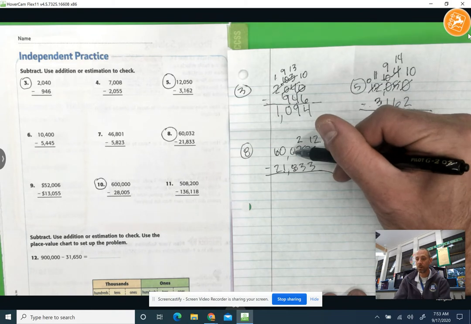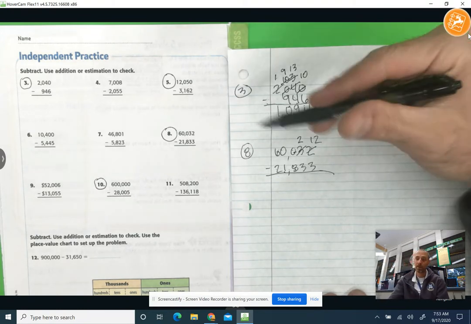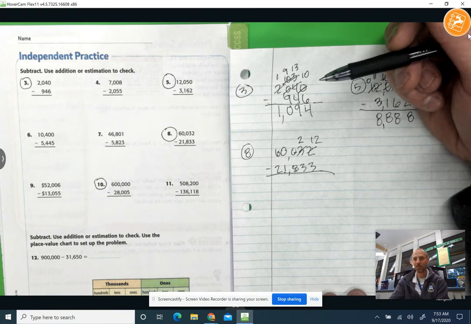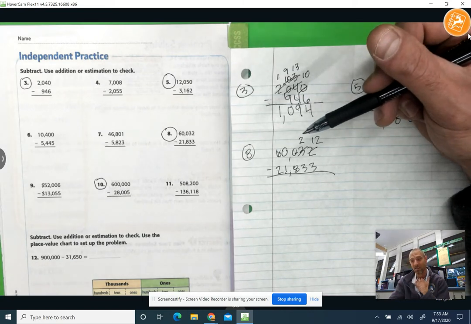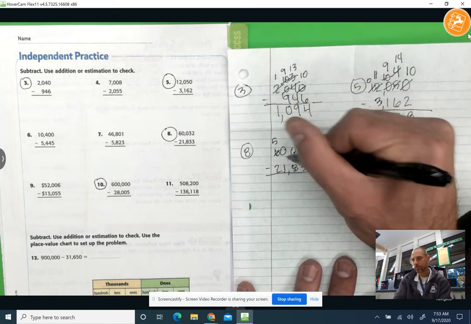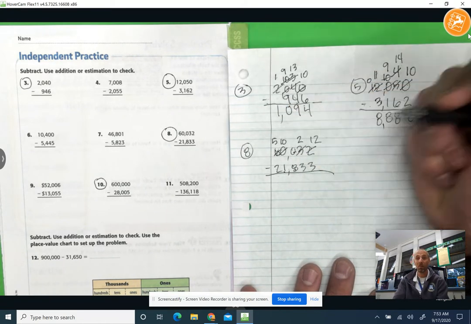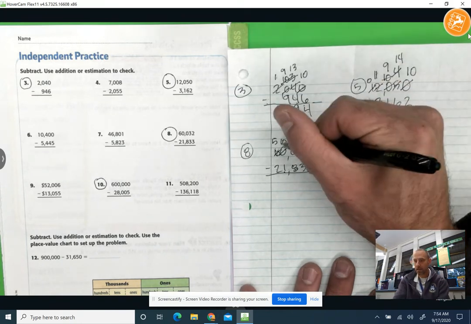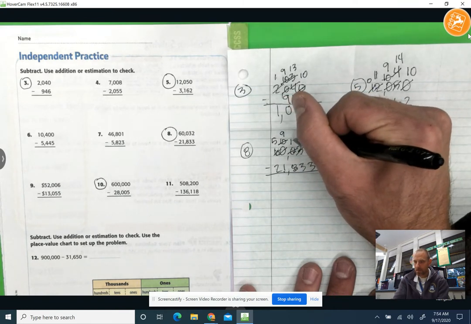Here, I have a 0 in the hundreds place. Okay? I got to borrow. But my next place value position in the thousands place is also a 0. I cannot borrow from that 0. Now I'm borrowing from the nearest place value position that has something I can borrow. This 6 becomes a 5. That 0 becomes a 10. And now I need to borrow from that 10 so that I can get my hundreds digit big enough to subtract 8. That 10 becomes a 9. And that 0 becomes a 10.